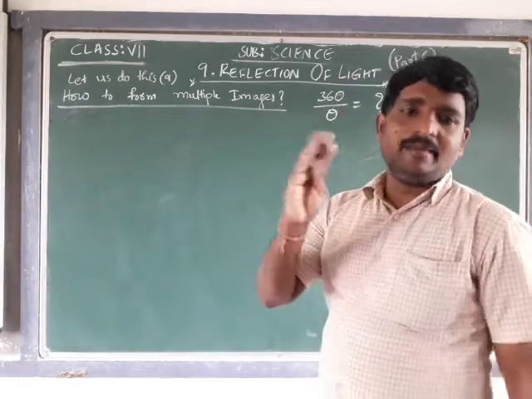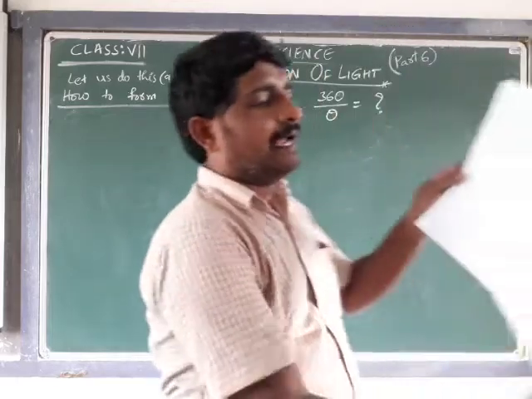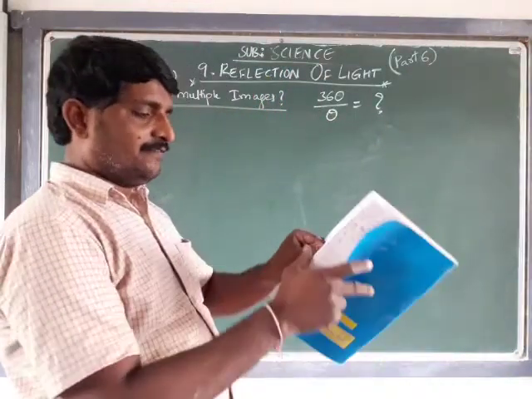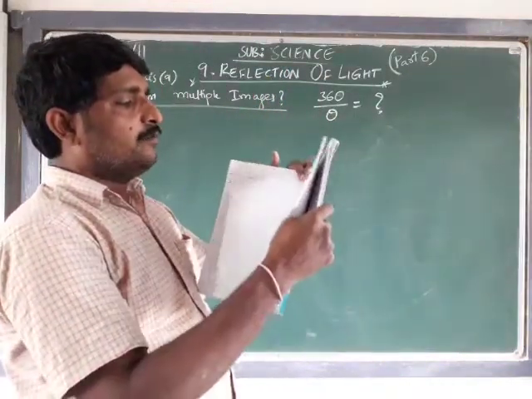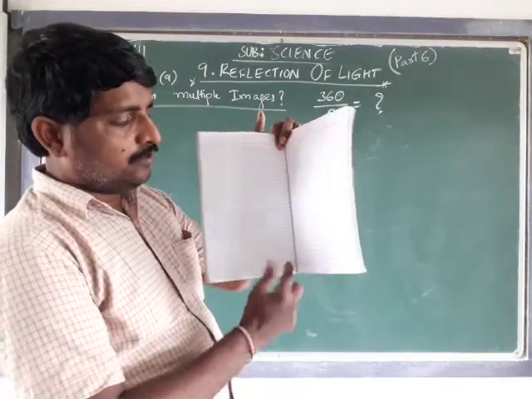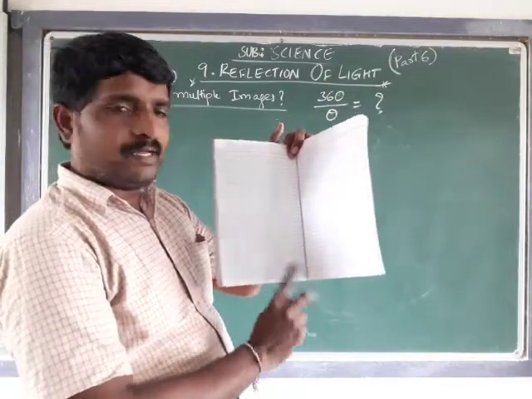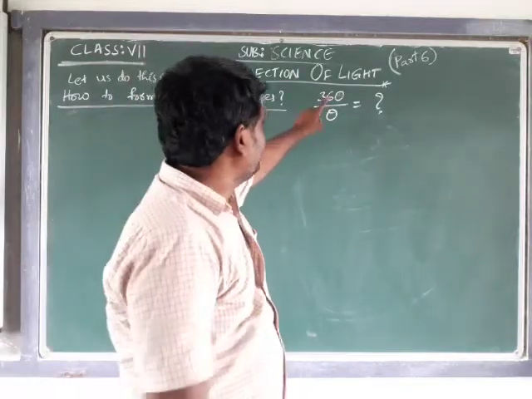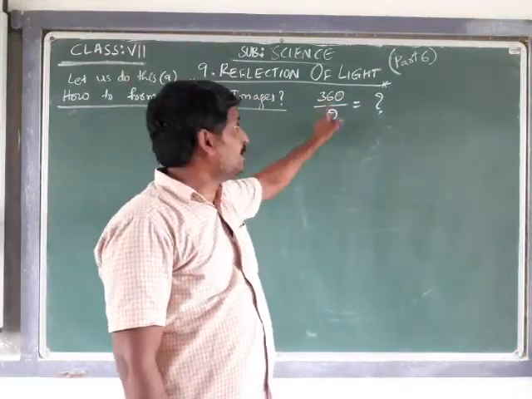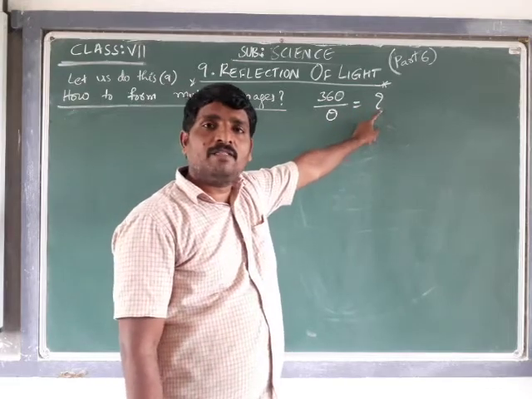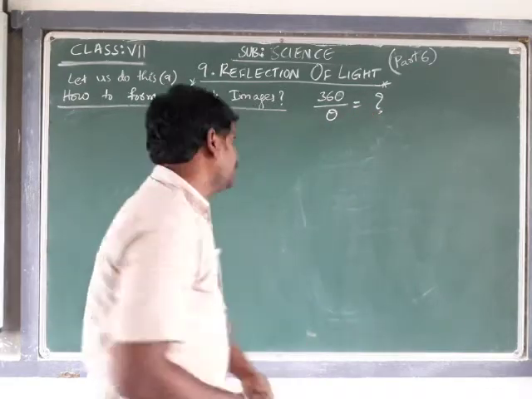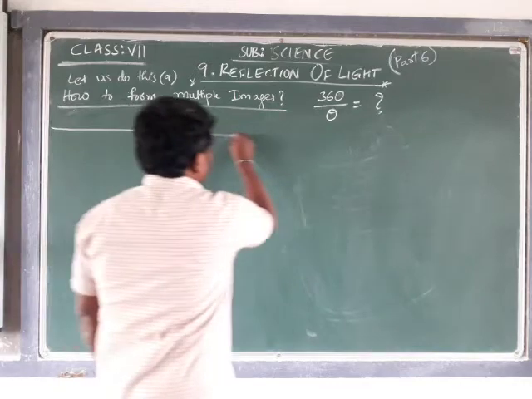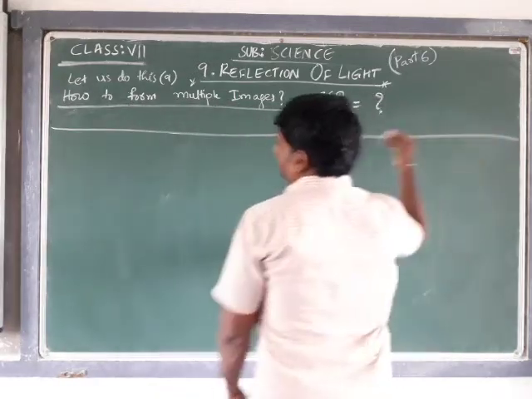Theta is the angle between the two mirror strips when they are placed. That angle will have some value, it may be 10 degrees, 20 degrees, 30 degrees, 40 degrees. Based on the nature of 360 by theta, we have our explanation. I am going to give the table so that it will be useful for you.